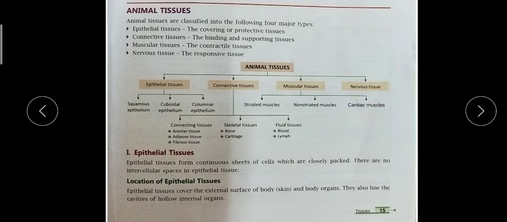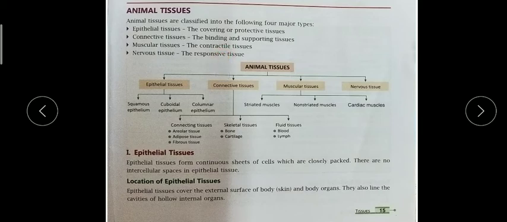Next, the last one is nervous tissue. Nervous tissue is made up of our nerve cells. When nerve cells combine together, they form nervous tissue, and nervous tissue then forms the brain organ. So it is also called responsive tissue. So all these four you can see.